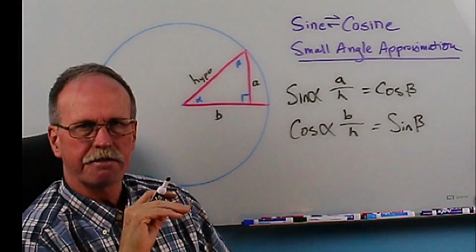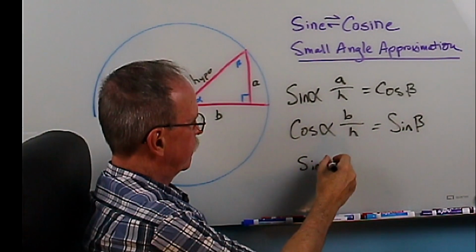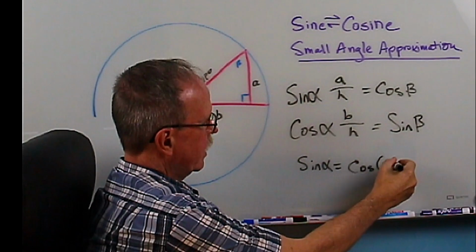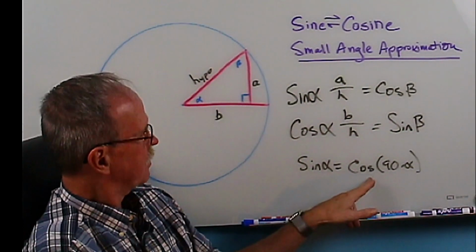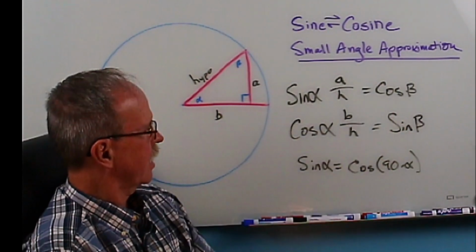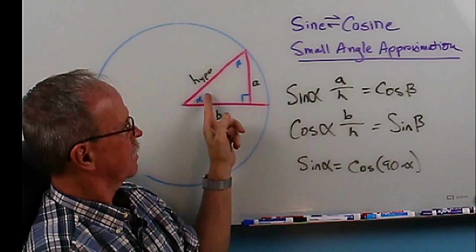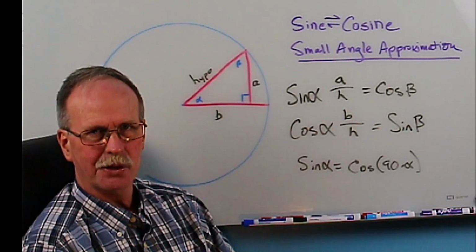So this is the first of our very important relationships. The sine of alpha equals the cosine of 90 minus alpha. That's the same thing as saying the cosine of beta, because angle beta is 90 degrees minus angle alpha. See how that works? Pretty cool, huh?